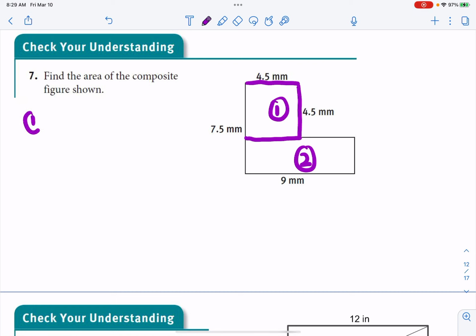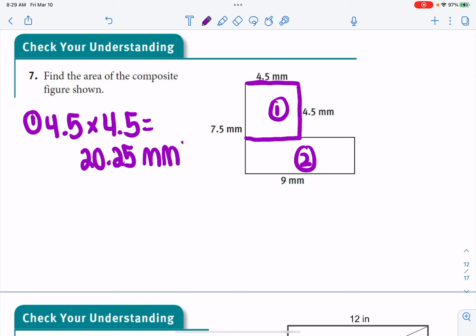So for the first rectangle, you're going to do base times height. That base is going to be 4.5, and that height is going to be also 4.5. It's not going to be 7.5 because it reaches below. Okay, so multiplying those two, you're going to get 20.25 millimeters squared.